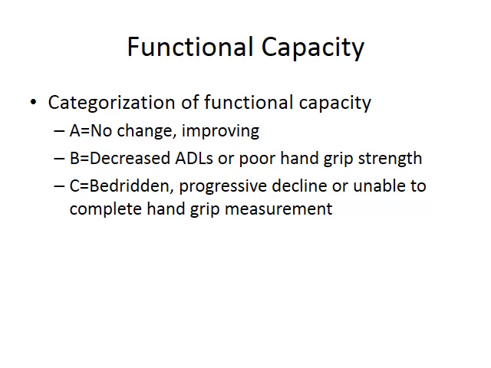Notice in this example that an exact number for hand grip strength isn't provided because there really are no standardizations related to hand grip strength in a normal population. My recommendation for you, if you want to use hand grip strength to assess functional capacity, is to perform the measure on yourself and then use that as an indicator to determine a patient's relative hand grip strength. And then finally, C, the patient is bedridden, they have a progressive decline in functional capacity, or they're unable to complete a hand grip measurement.